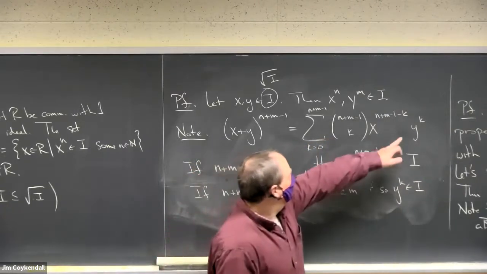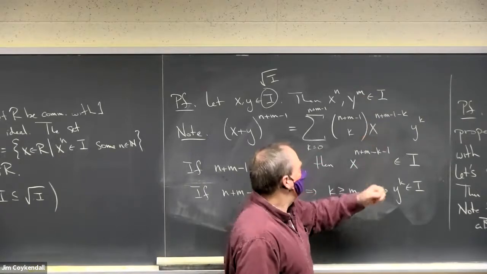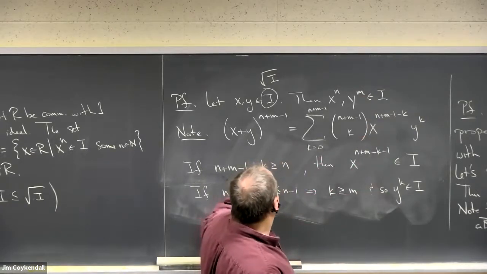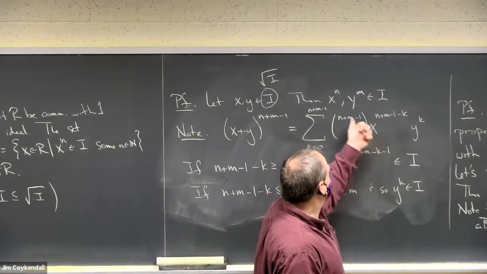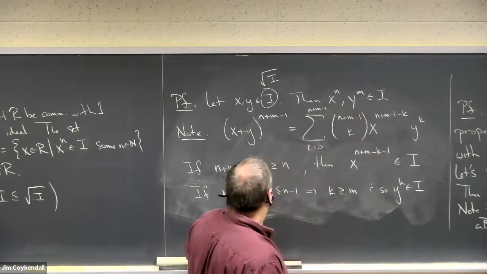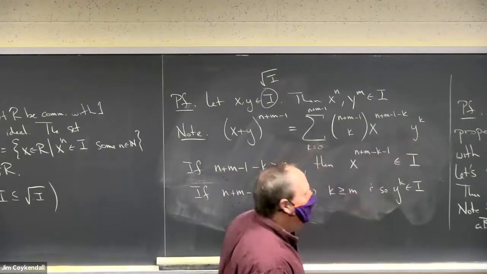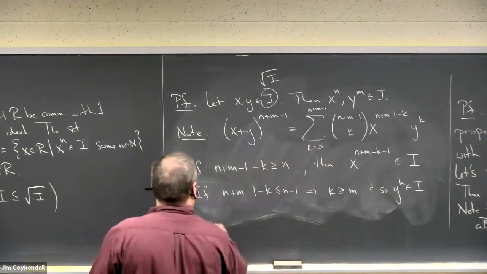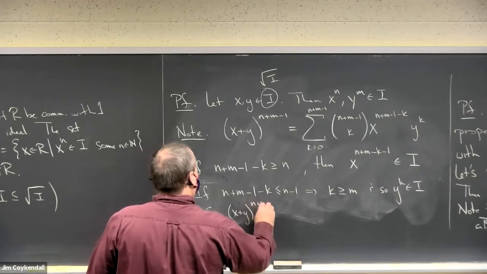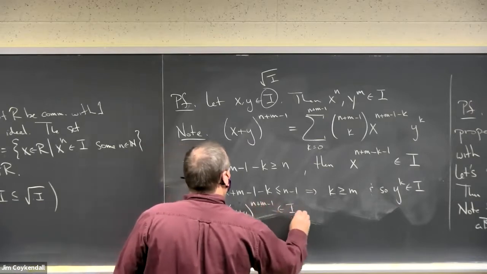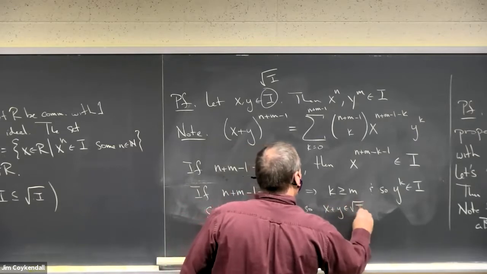Because now the exponent here is greater than or equal to n. So what we proved is that in this expansion, either that exponent is at least n, in which case the power of x is big enough to be in I, or the exponent is less than or equal to n minus 1, in which case the power of y gets you n. So x plus y to the n plus n minus 1 is in I.